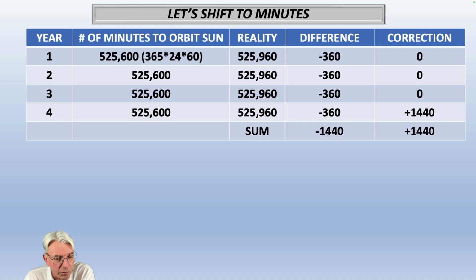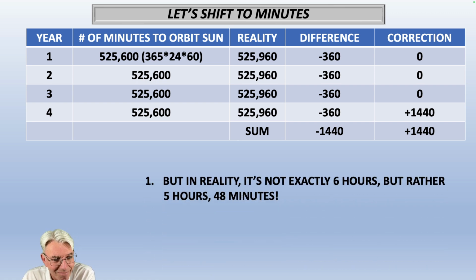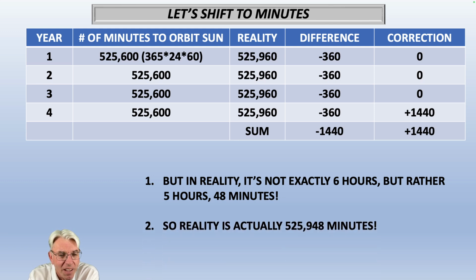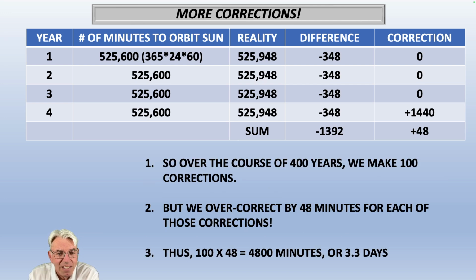So we are falling behind 360 minutes every year, and so we're down 1440 by the end of 4 years, and so we add 1440 back in, which is simply 24 times 60. But in reality, it's not exactly 6 hours. It's actually 5 hours and 48 minutes, the time difference. So reality is actually 525,948 minutes and not 525,960.